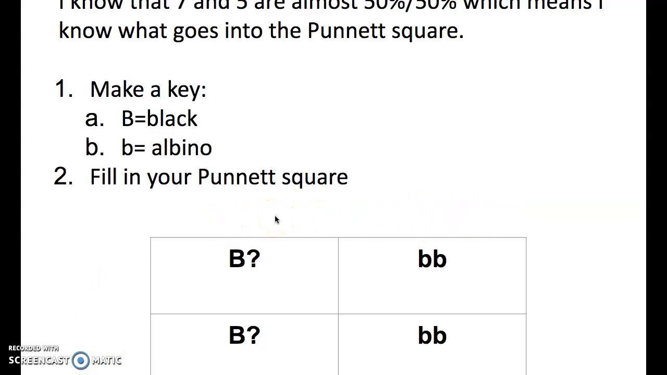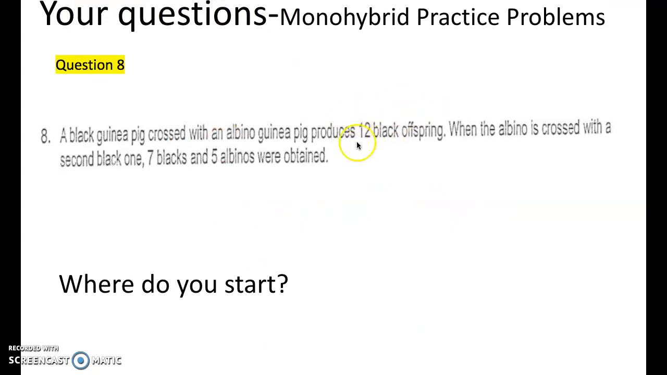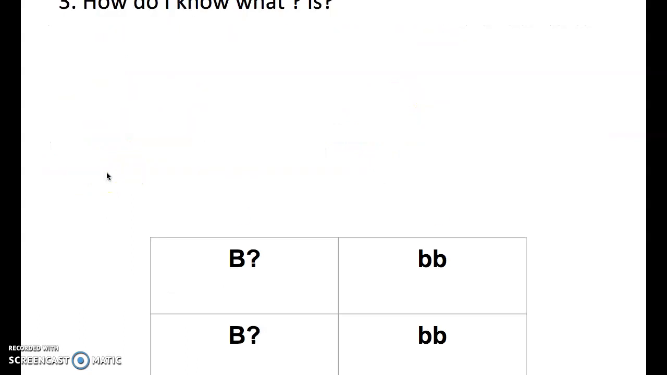So if we're looking at the question, these 12 black offspring, or the second black ones, as the question says, right? These are the ones that are heterozygous. Please let me know if that made sense. If not, I will help you more with this question.